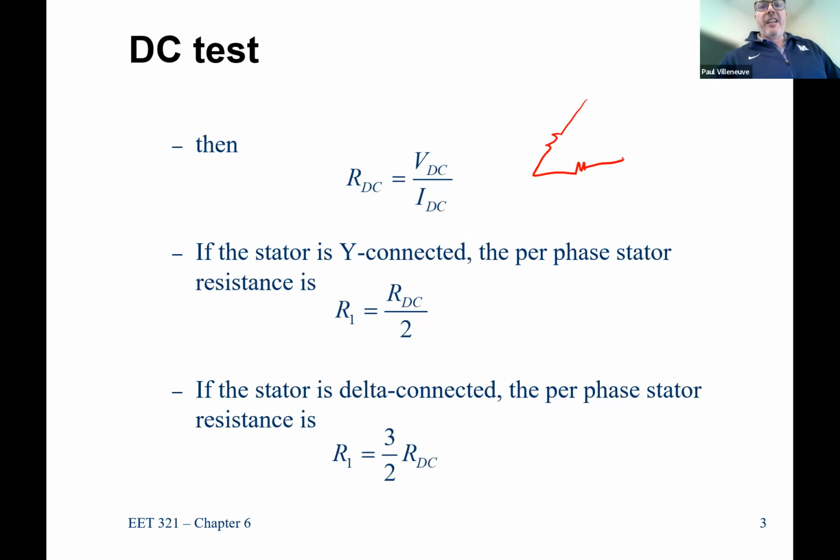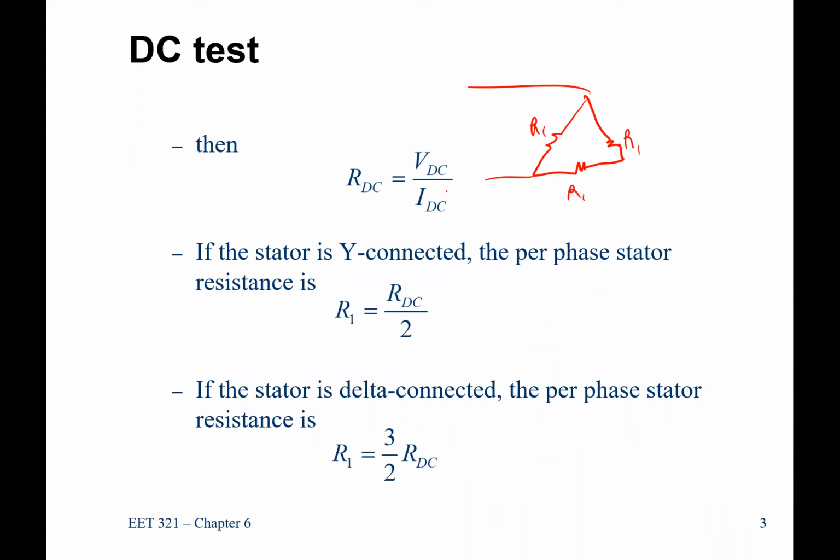If it's delta connected, I run a DC test. What do I end up with? A resistor in parallel with resistors in series. R1 in parallel with 2R1, right? Product over sum.